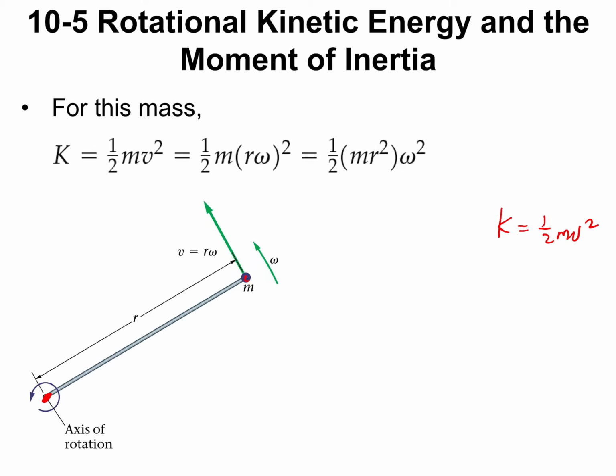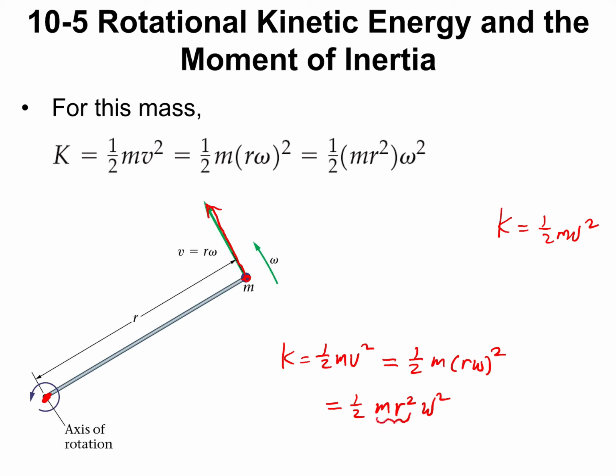If you look at this particle, the kinetic energy of this particle is K equal to 1/2 mv squared. This is your v, a tangential velocity, and we also know tangential velocity equals r omega. So K equals 1/2 m r squared omega squared.